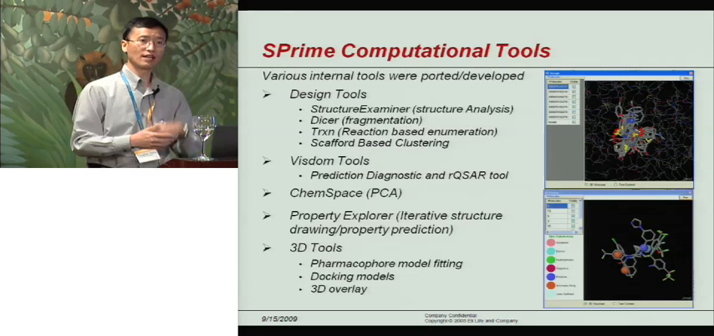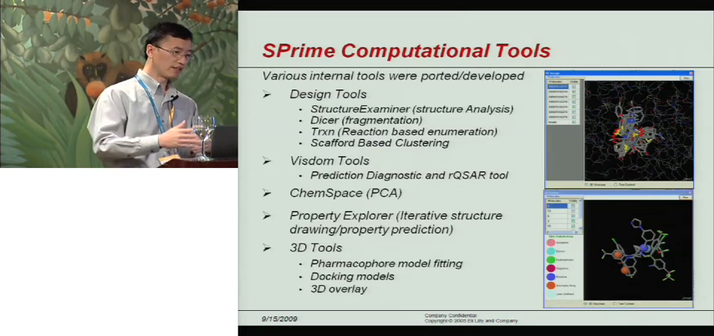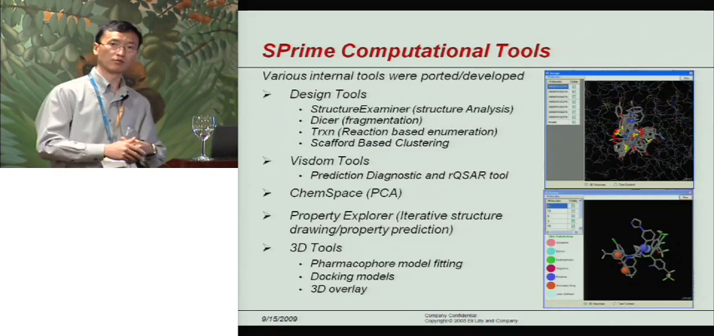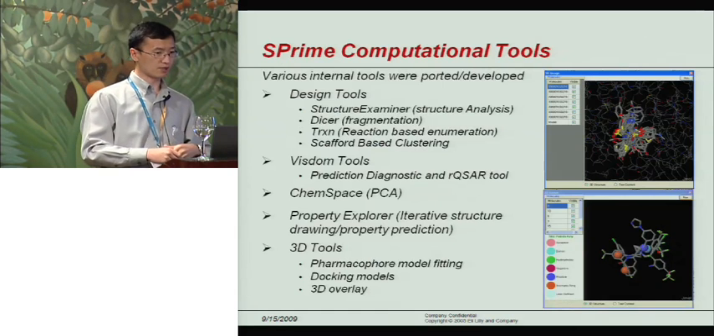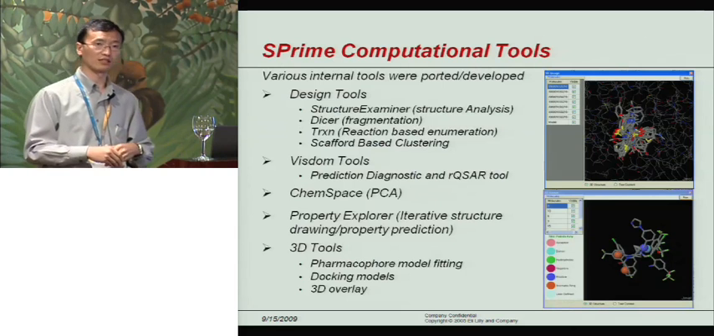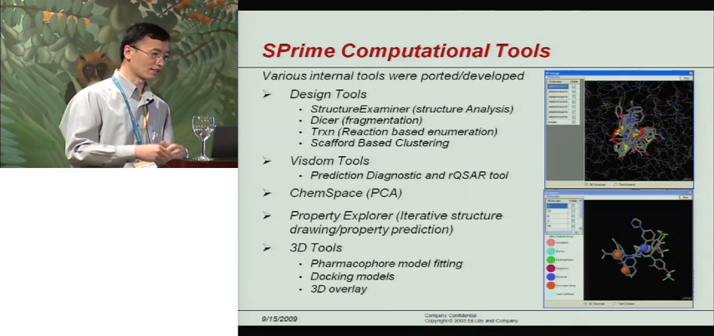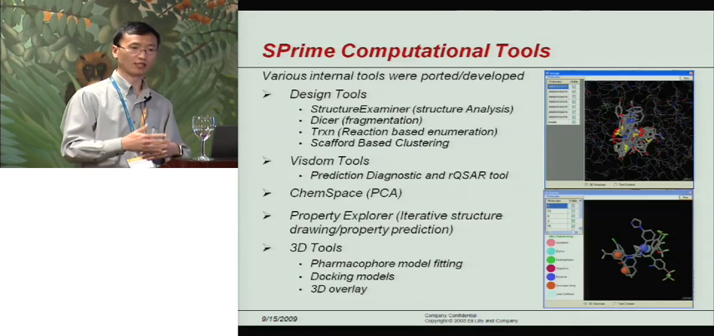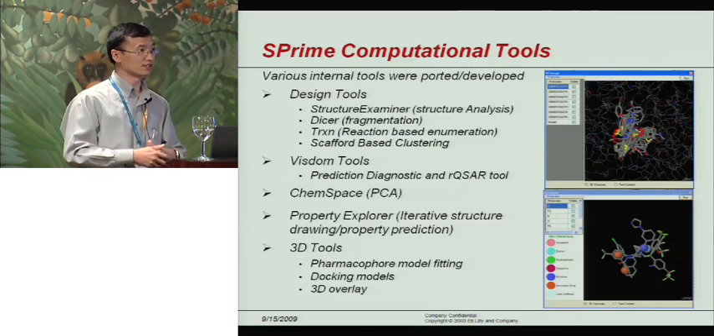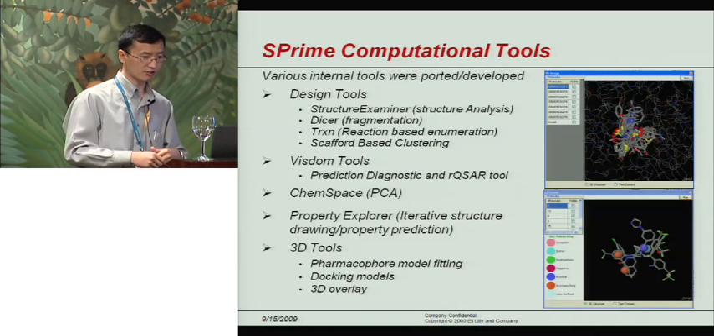So we have three entities: compound set, model, and tool. We have a lot of internal tools developed inside this platform, like a design tool, and a structure examiner, which is like structure analysis or SAR analyzer. Dicer, we call it Dicer, is a fragmentation tool. And a reaction tool, like a reactor, but it's just internal C++ code. We can do some scaffold-based clustering.